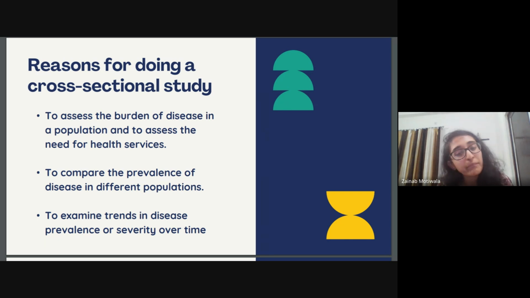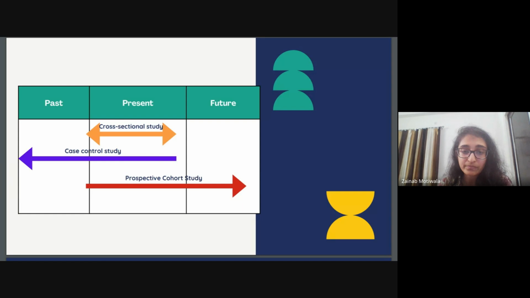This would be done primarily to assess the burden of disease in a population and assess the need of health services. It also helps us to compare the prevalence of disease in different populations. At the same time, if we're able to find the prevalence of diseases in different populations, then we can actually look at trends in the disease prevalence or severity over a period of time.